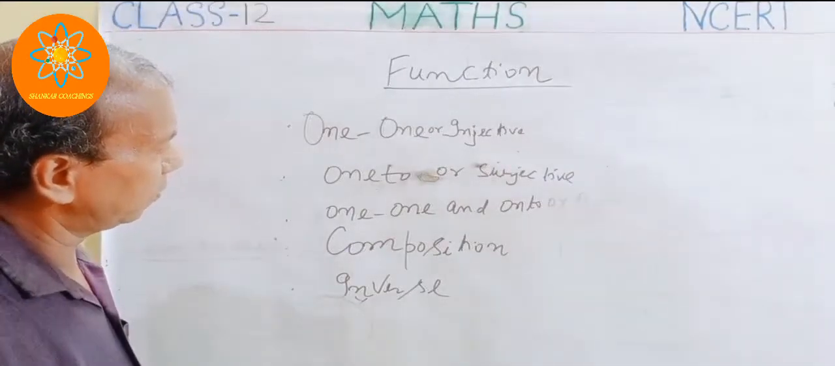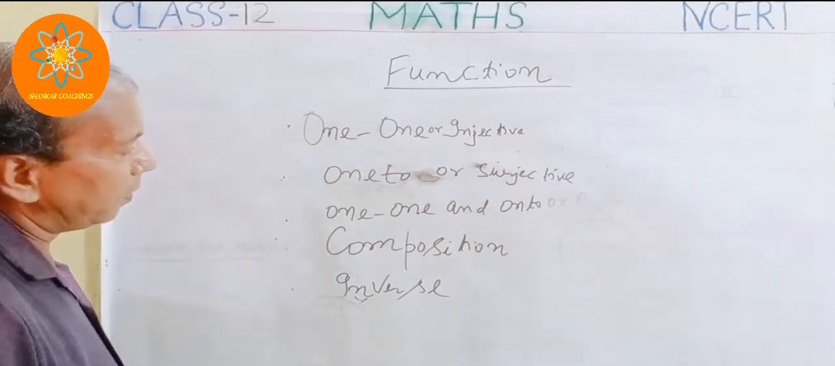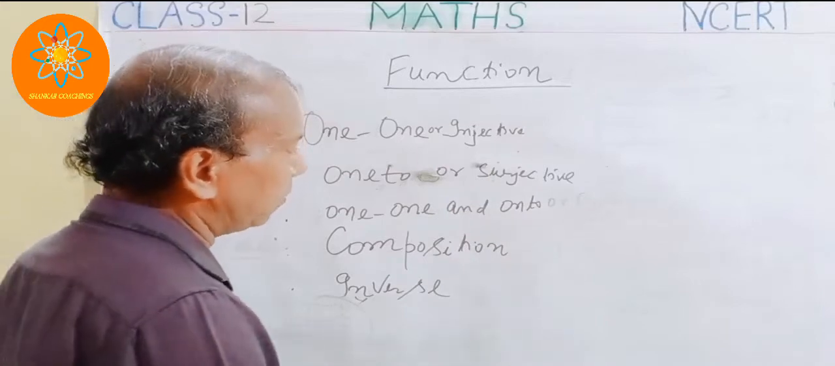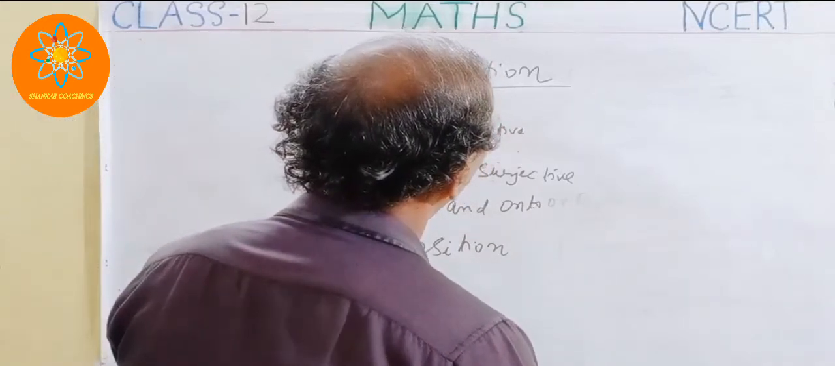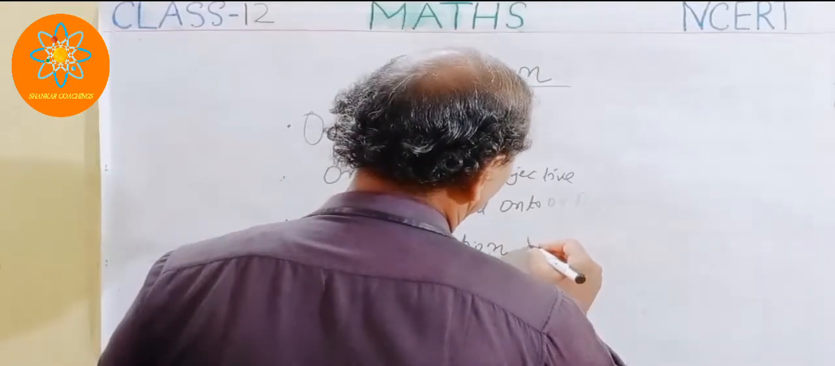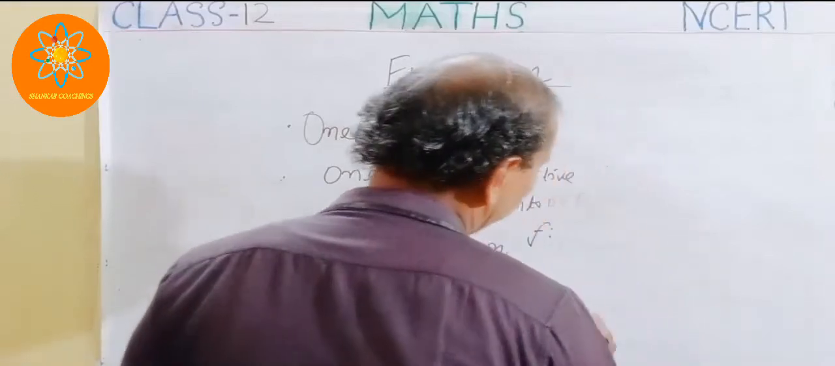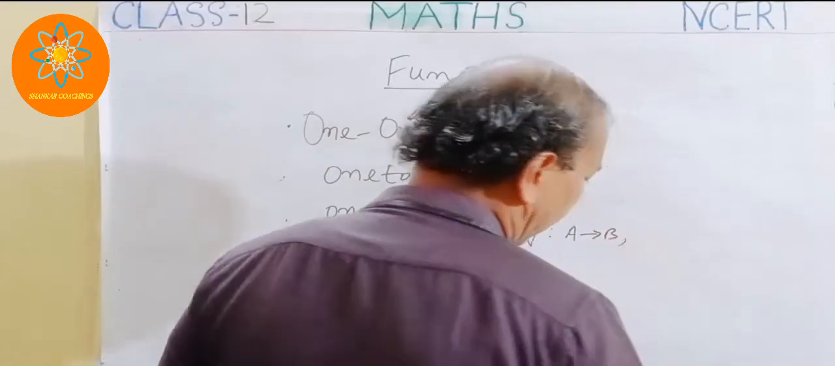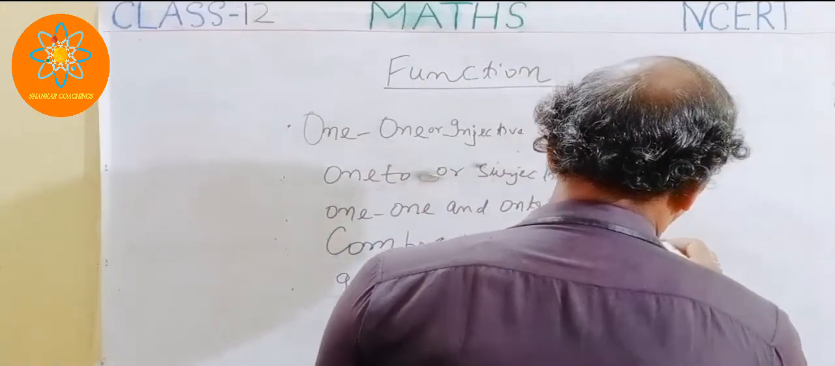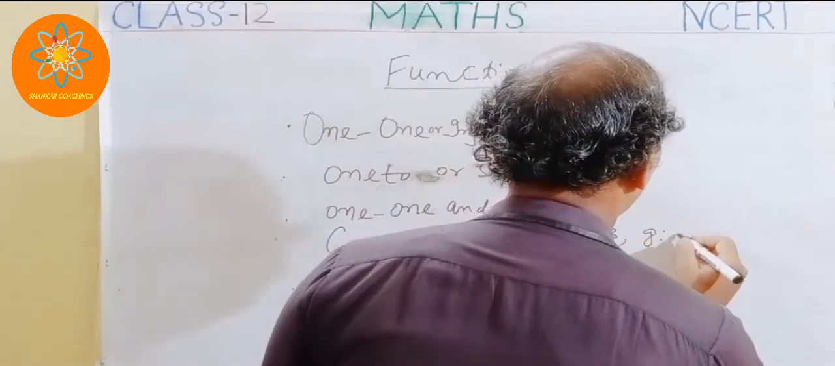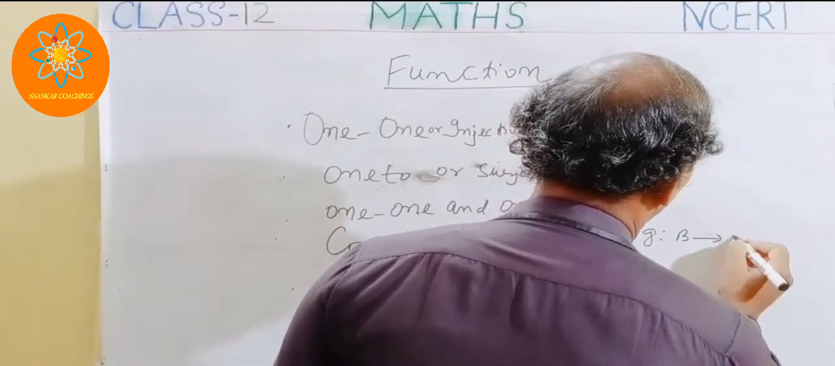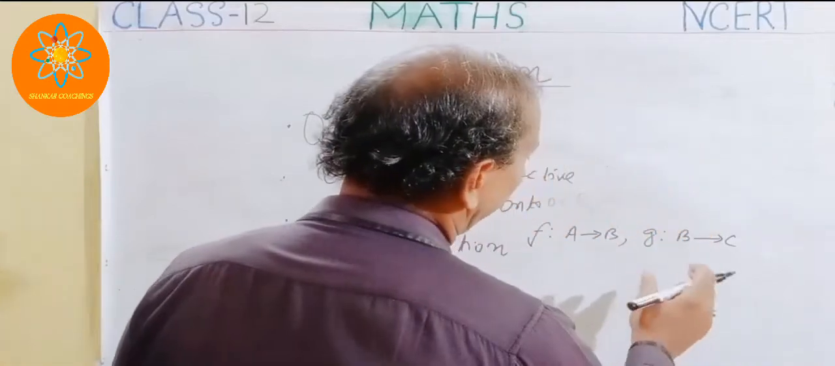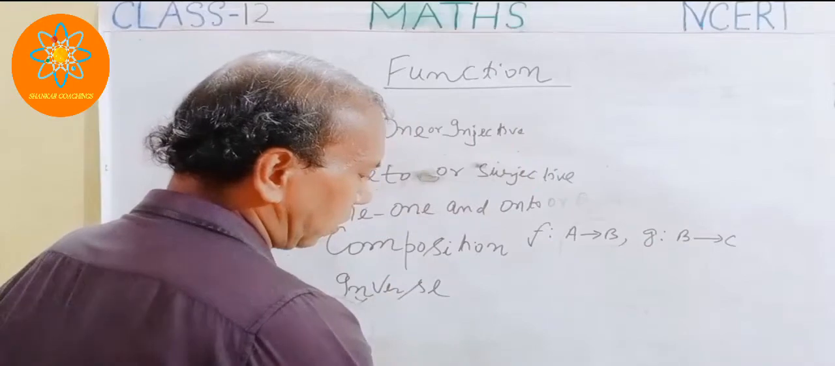We start the composition. So in the case of composition, there are two functions. Better we take sets A and B. Let's suppose one function F is from A to B, and another function, let's suppose G, is from B to C. So these are two functions, and let's suppose I want to find the composition of F and G.